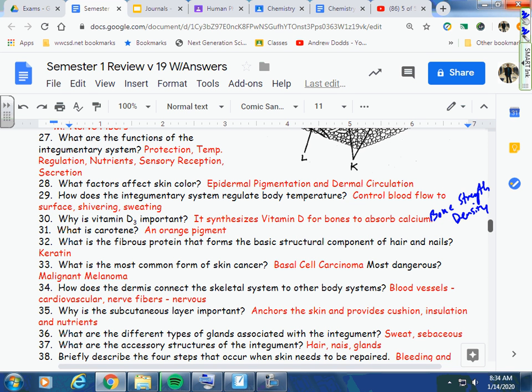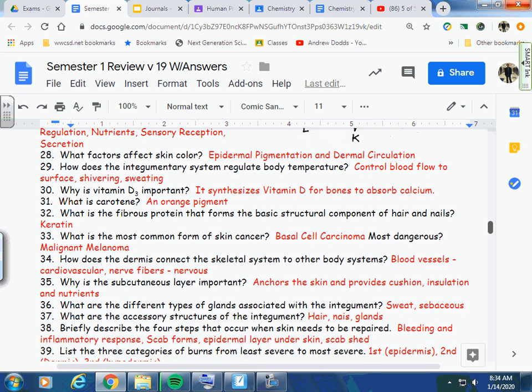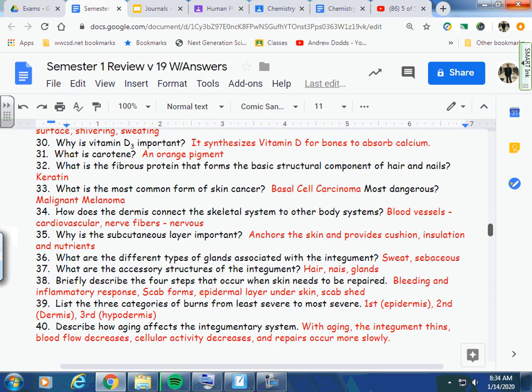36, what are the different types of glands associated with the integument? I just listed two, sweat and sebaceous. What are the accessory structures of the integument? That would be the hair, nails, and it's supposed to say nails and glands. 38.